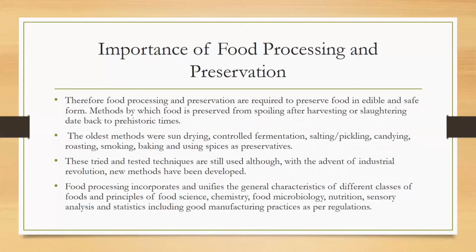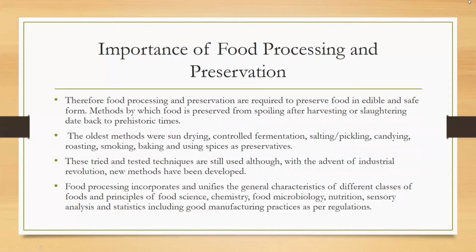The oldest methods used for preservation were sun-drying, controlled fermentation, pickling, roasting, smoking, baking, etc. Using spices as preservatives was also one of the ancient techniques of preservation. These tried and tested techniques are still used, but there are newer methods which are being developed for making these food preservations more effective.